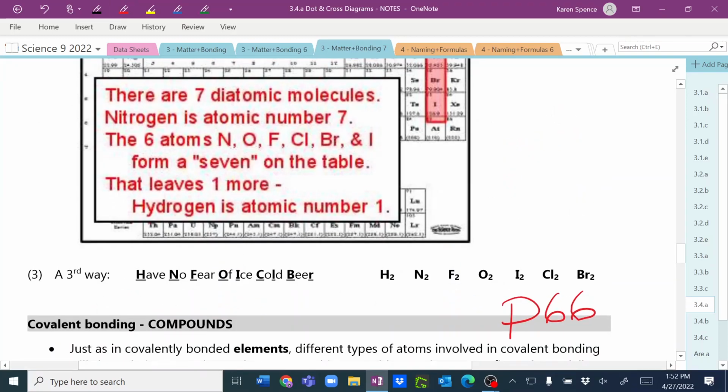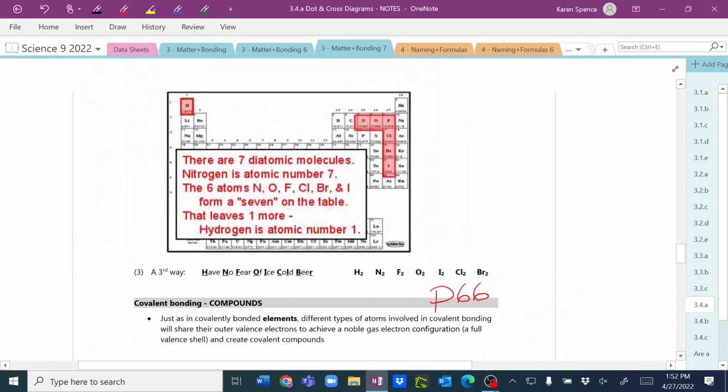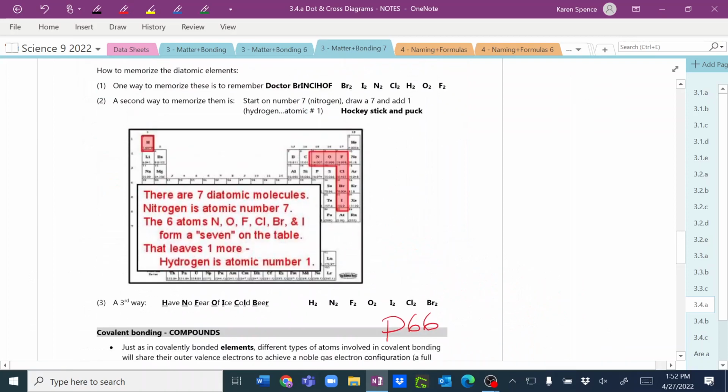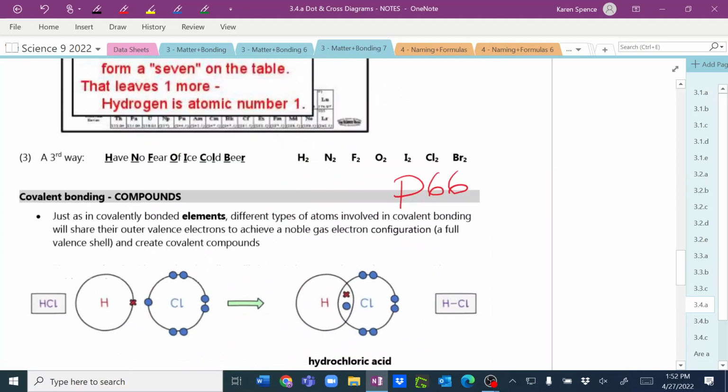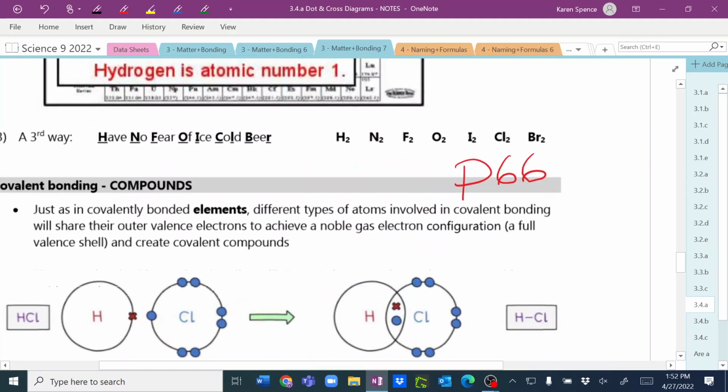At the top of the page, there is just a reminder of how you remember your 7 diatomic elements, okay? Because apparently I thought it was important enough to put in many different places.